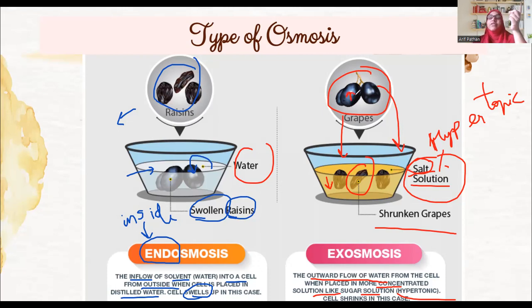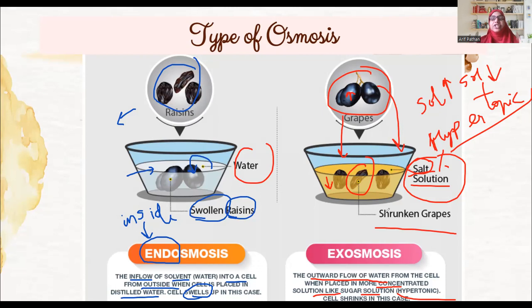So the movement of water will be from the grapes to the outside in this solution. Outflow of water will take place from the cell which is placed in a hypertonic solution. I hope you know what a hypertonic solution is, wherein the solute concentration is more and the solvent concentration is less. In isotonic, both the solute and the solvent are balanced out.